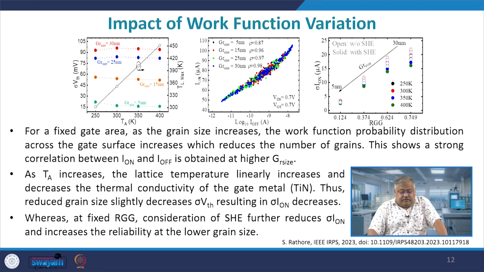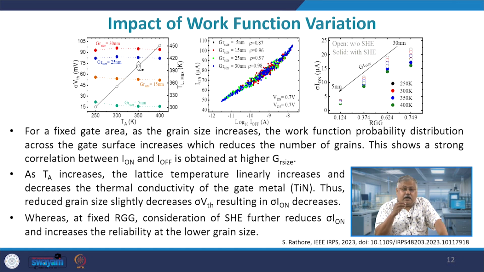We will look at the impact of the work function variation, right. Now, as can be seen, if you plot ion versus log of I off, it is centered around a particular domain of ion values for various grain sizes, and that is quite interesting, that even if your grain size varies from 5 nanometer to 30 nanometer, we still have a region of interest where the current is available to us. So, for a fixed gate area, as the grain size increases, the work function probability distribution across the gate surface changes, and therefore the number of grains reduces, and this shows a strong correlation between ion and I off obtained for a higher gate grain size.